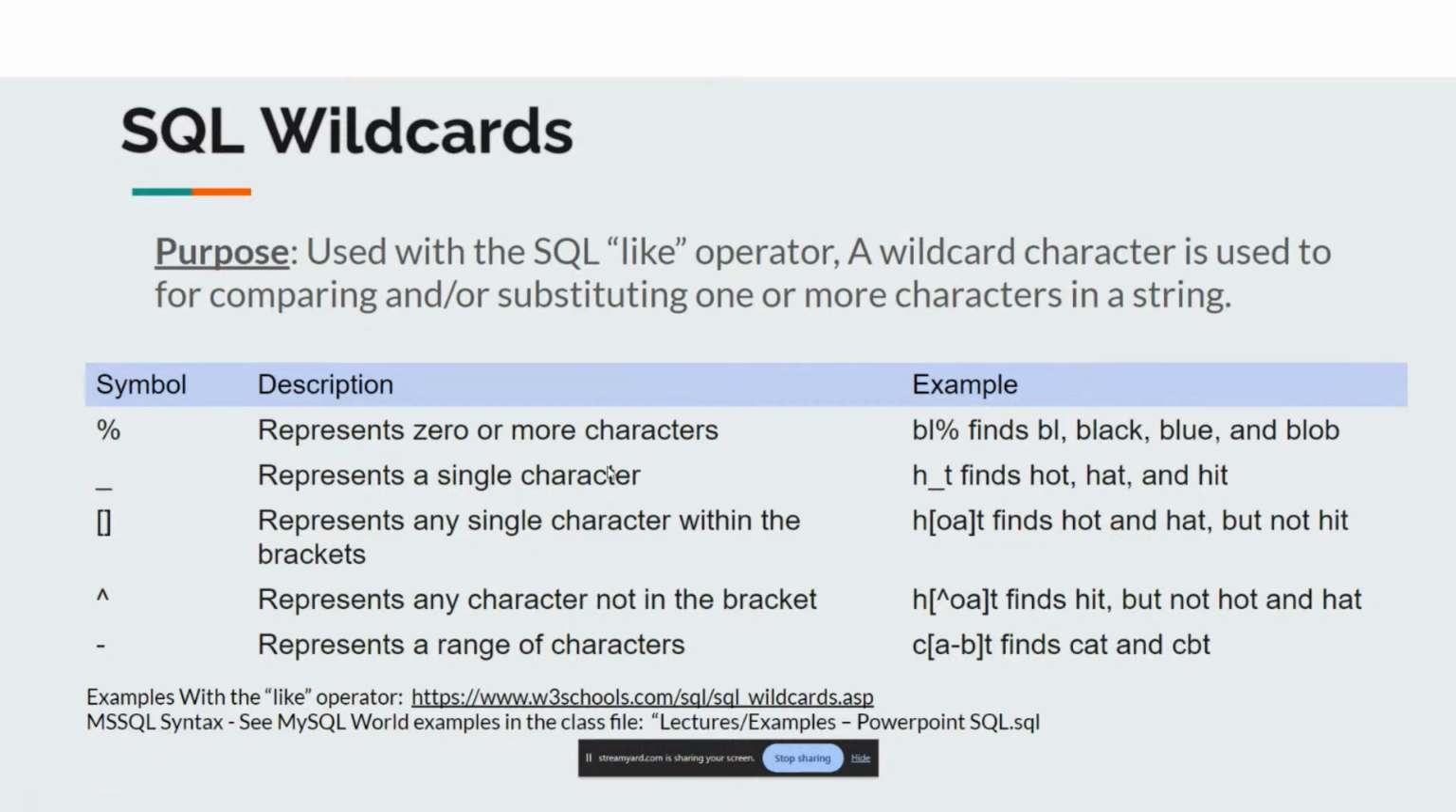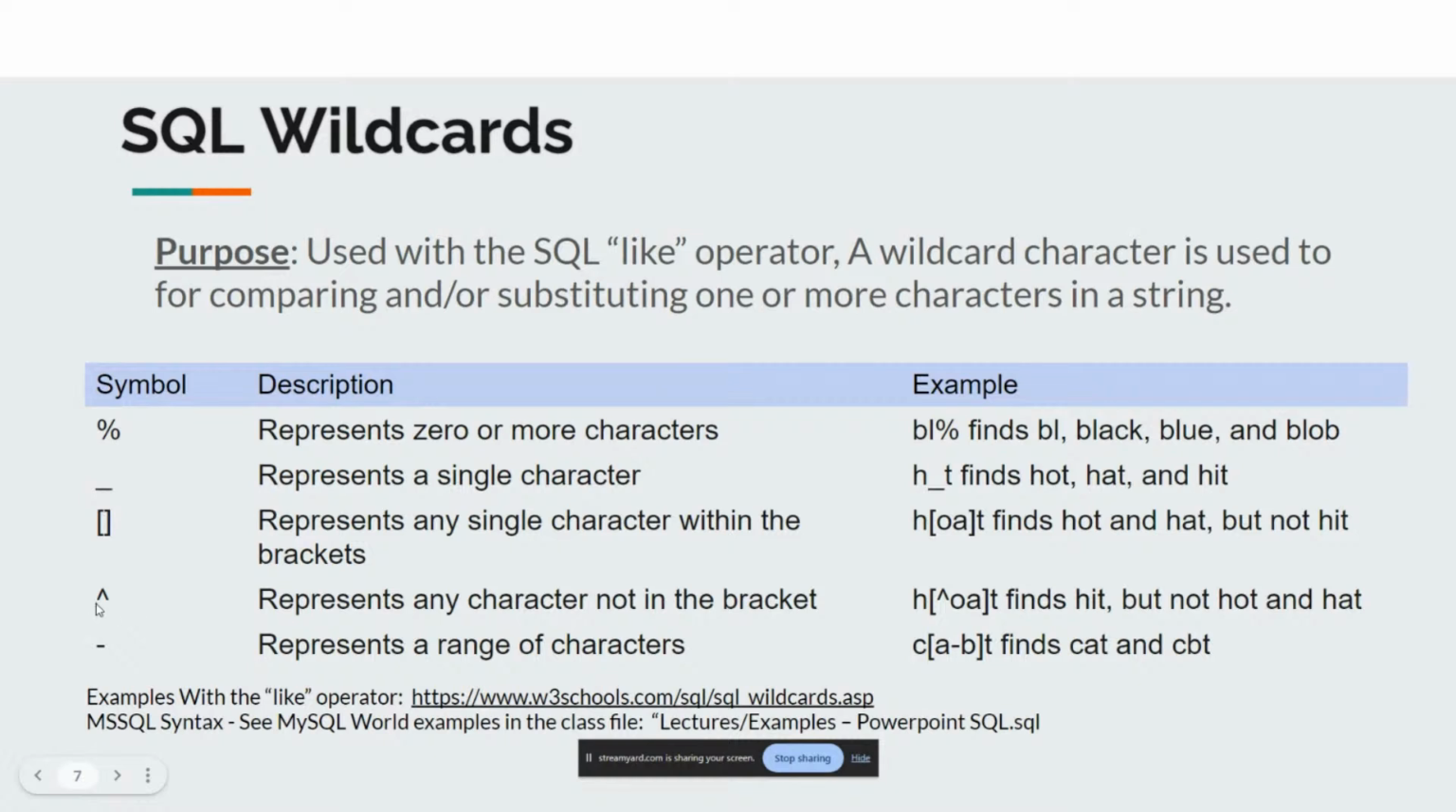The underscore represents a single character. You can see the example here. It finds hot, hat, and hit, so exactly three characters long, and it can be anything in the middle. The square brackets represent any single character within the brackets. So you put O and A there, and it'll find hot and hat because of the O and the A in the second character, but it won't find hit because that's not one of the letters we are looking for in the brackets.